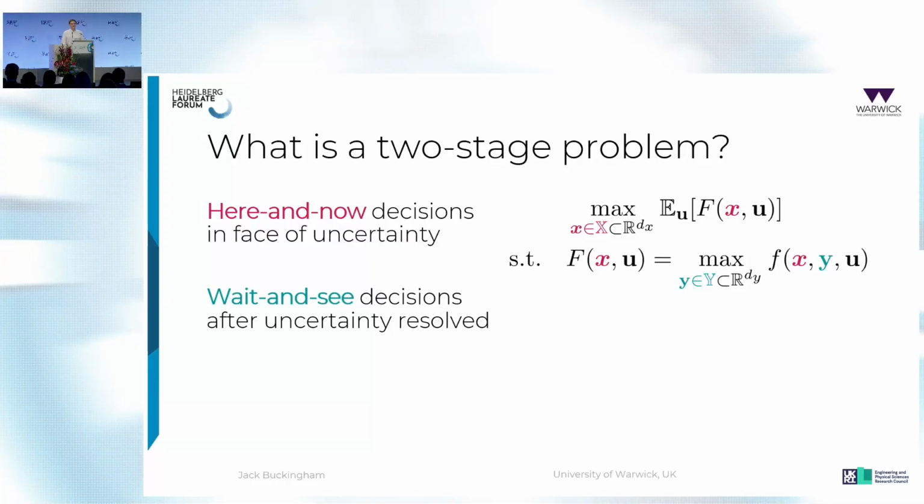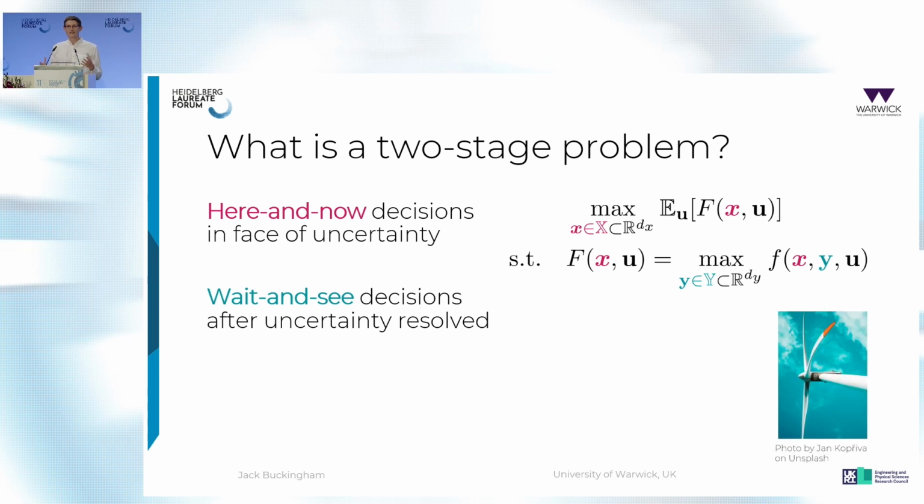Two-stage stochastic optimization has been studied in the field of operations research since the 1950s, and more recently in engineering under the name of active robustness. It's an optimization under uncertainty, where here and now decisions must be made before any of the uncertainty is revealed, and wait-and-see decisions can be made later once those uncertain values are known.